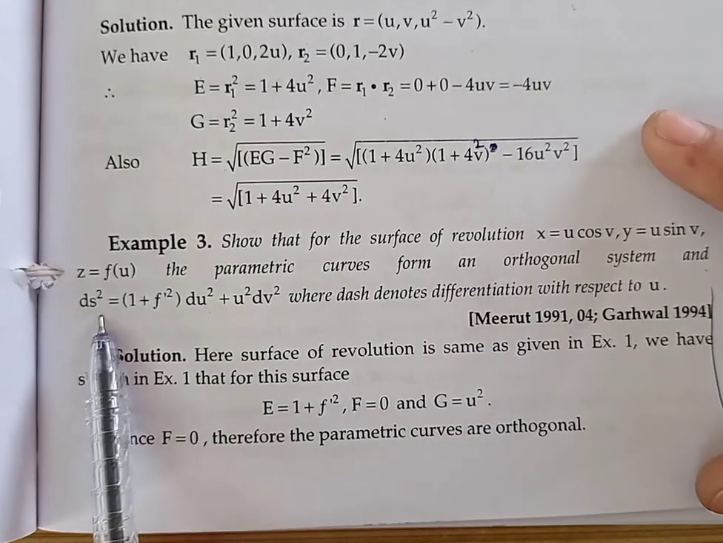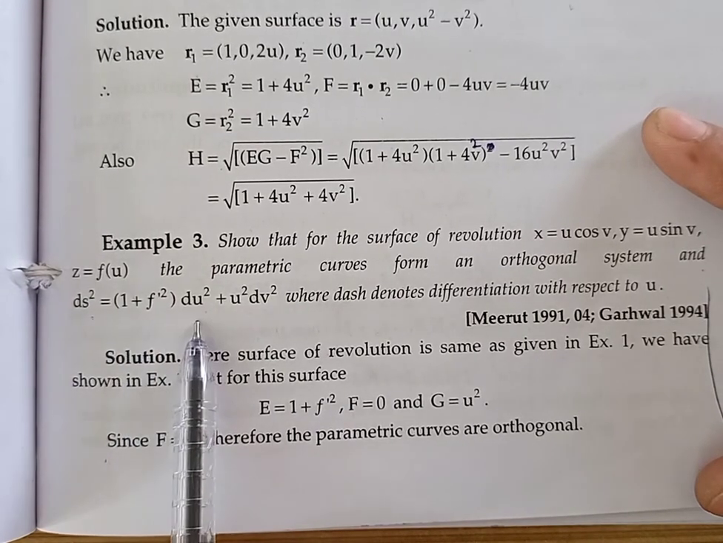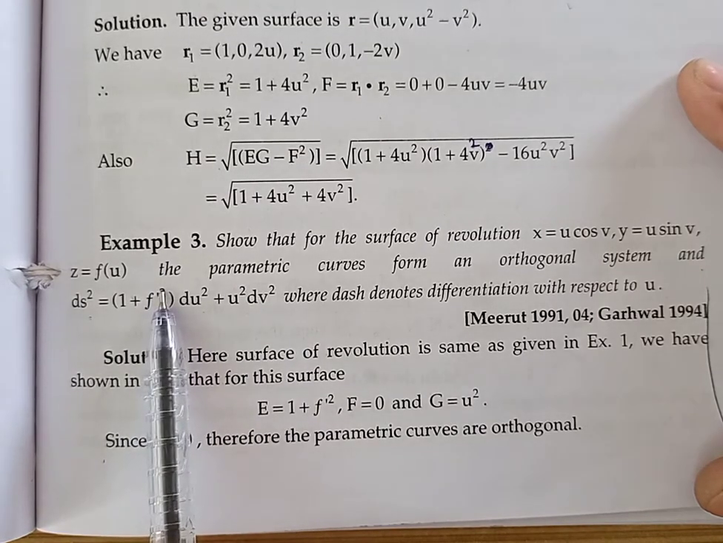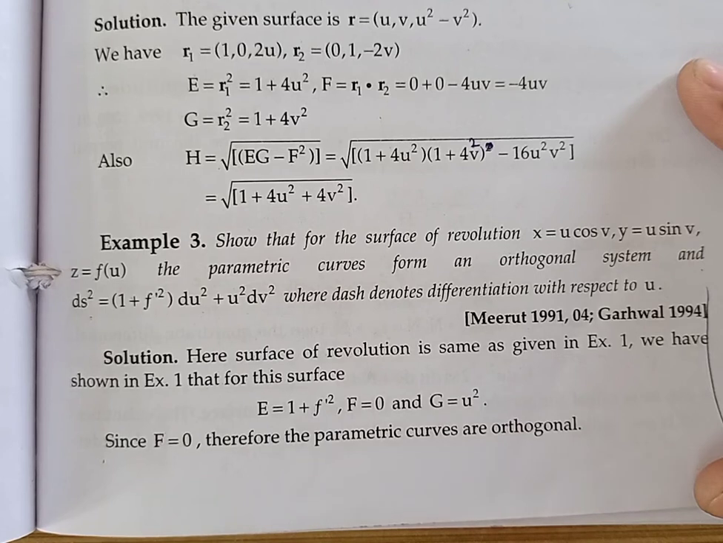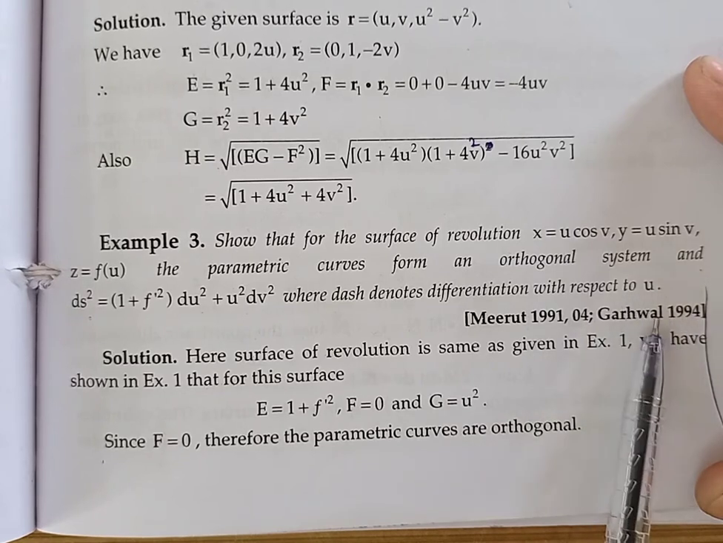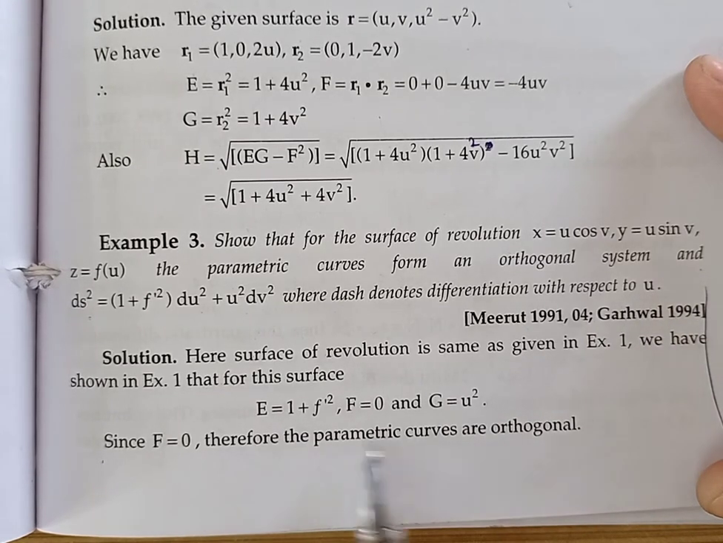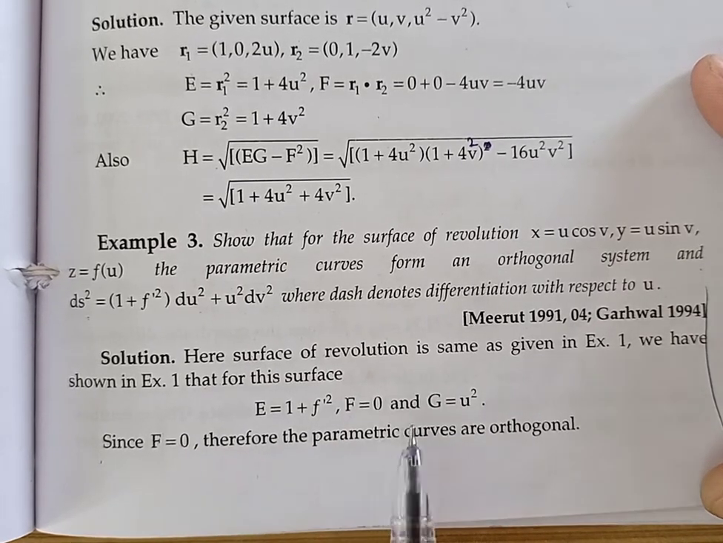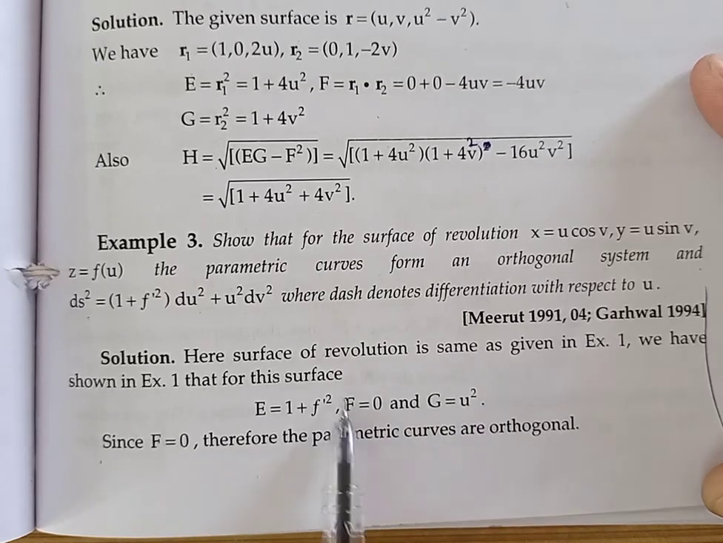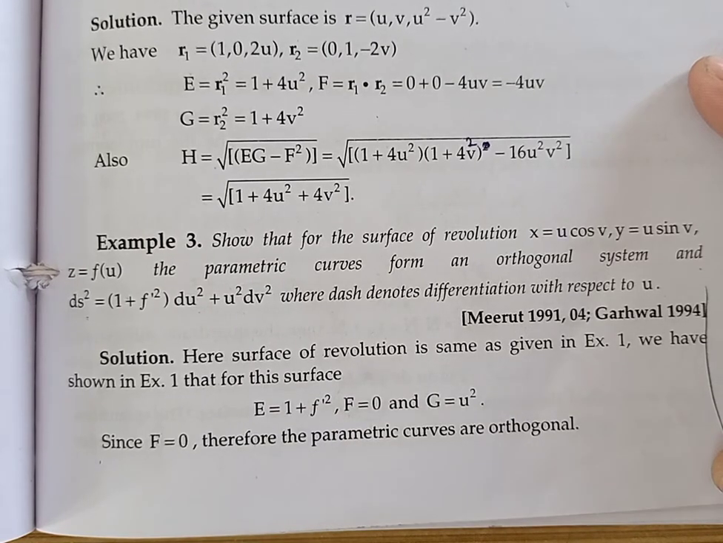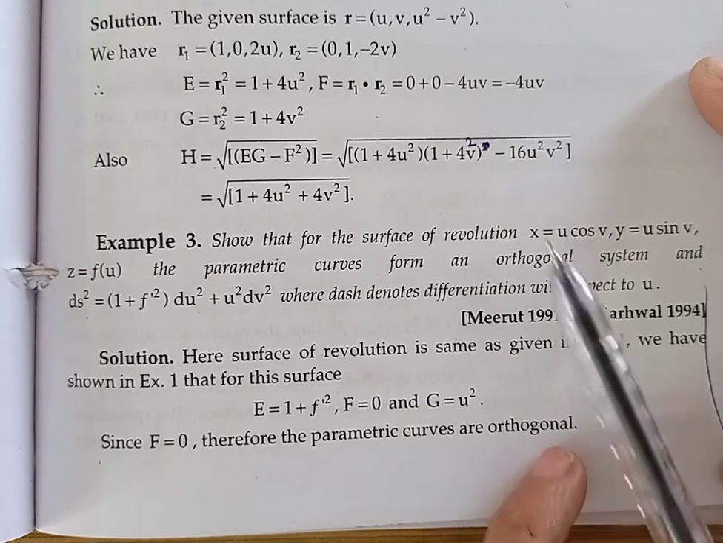and also we are to find ds square is equal to 1 plus f dash square into du square plus u square into dv square. Here this dash is the derivative with respect to the parameter u. So these coordinates we already discussed in the first problem, and there we've already obtained the values of E, F and G. E is given by 1 plus f dash square, F is 0 and G is u square. Now because F is 0, we can say that the parametric curves will form an orthogonal system.